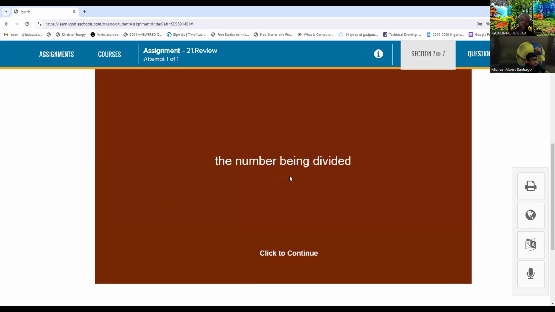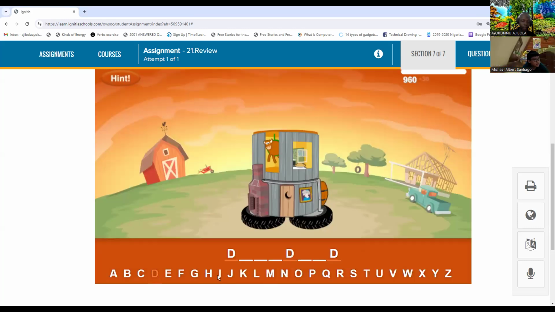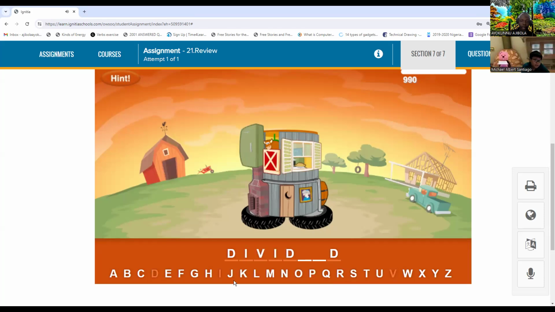So the number being divided is called what? The one you are dividing. Dividend. Dividend, that's correct. So let's spell it: D-I-V-I-D-E-N-D.